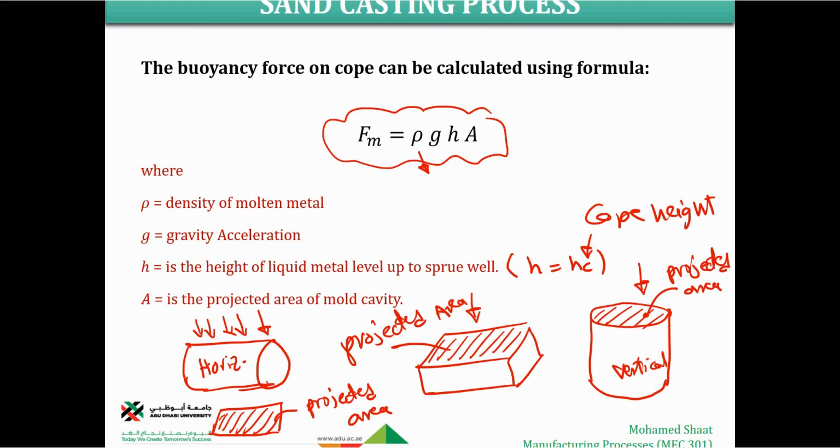So this buoyancy force relation depends on rho g h A, where rho is the density of the molten metal again, and g is the gravitational acceleration. h should be the height of the cube, and A stands for the projected area of the mold cavity. This projected area depends on how we are going to cast the product, on the shape of the product, and in addition whether it is cast vertically or horizontally. This will be much clearer when we consider an example of this formula.